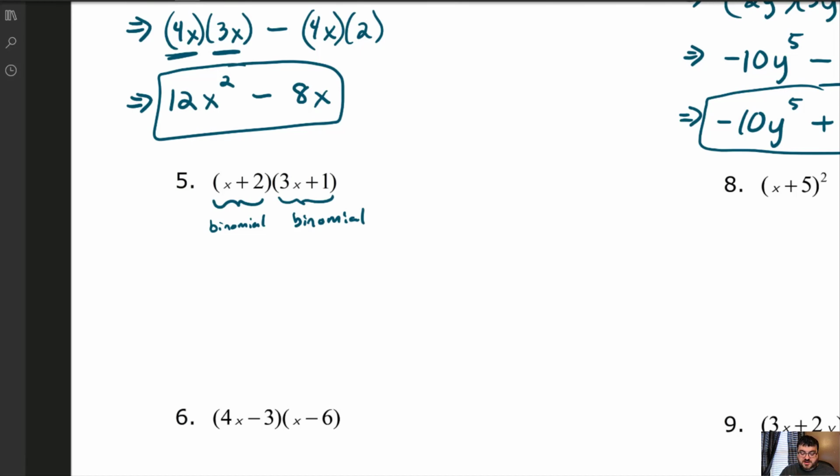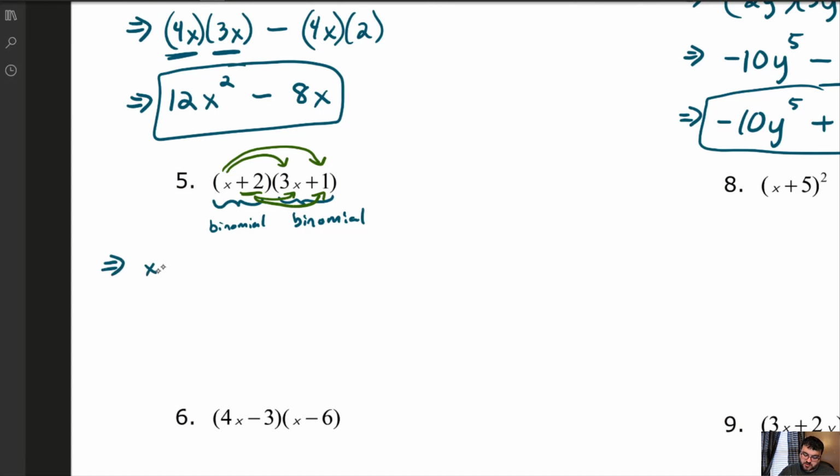So what's going to happen here is this x is going to be multiplied by 3x, and the x is also going to be multiplied by 1. Then you're going to take this positive 2 right here and distribute it to both the 3x and the 1. So this one is where you have two things you have to distribute to clean up your answer to multiply these two polynomials. So here's what's going to happen when you distribute this.